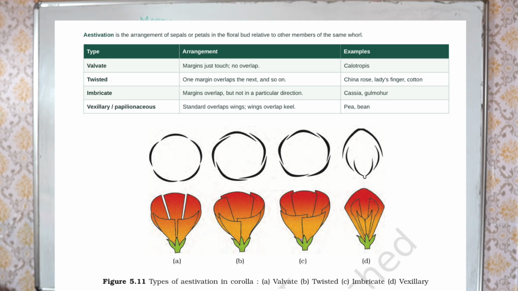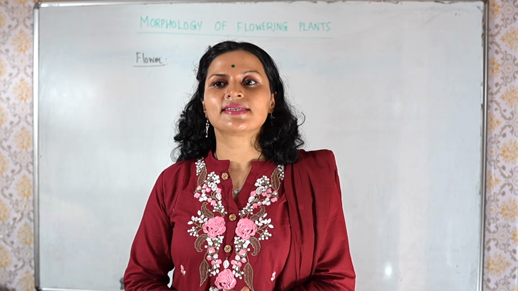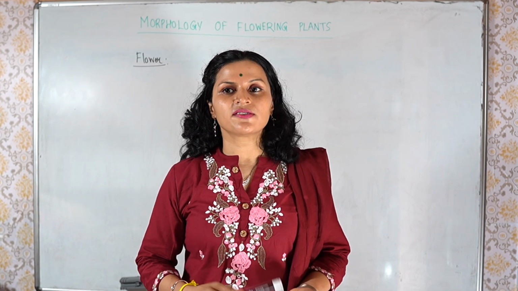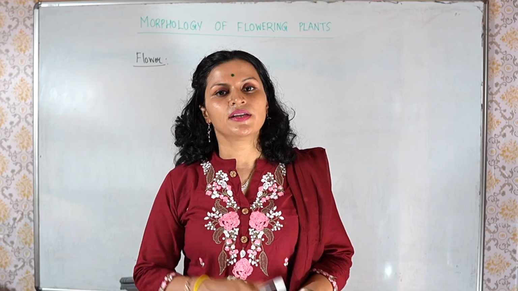This one is seen in pea, bean, that is the Leguminosae family. It is also called papilionaceous aestivation because the Leguminosae family is also called the Papilionaceae family. In this, there is a large petal which is called the standard, which overlaps 2 smaller petals which are called the laterals, also called the wings, which in turn overlap the smallest petals which are fused together, by the way. These smallest petals are called the keel. So 4 different types of aestivations. Examples are very, very important.